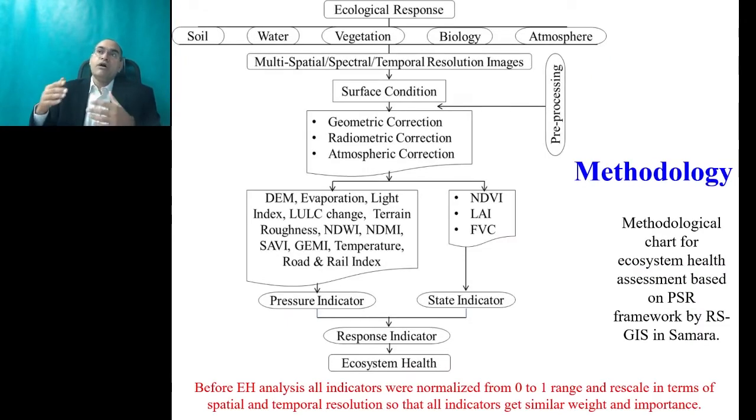So how can we get the information about our ecology or ecosystem and save it in a GIS module? Here I find 5 parameters: soil, water, vegetation, biology and atmosphere. These are the basic contents and they are related to the ecosystem. So when we compare and study them, we get the ecological response.